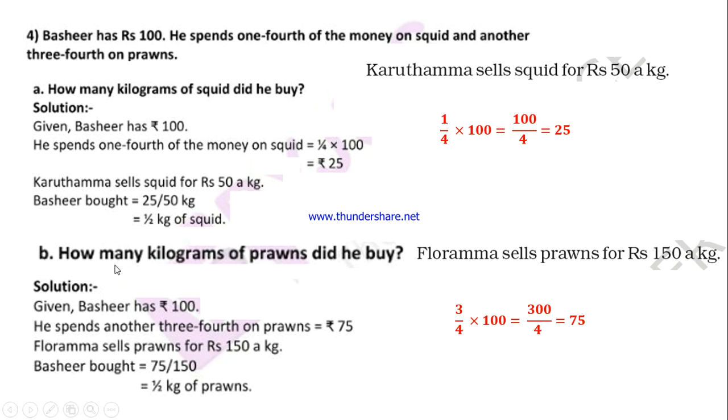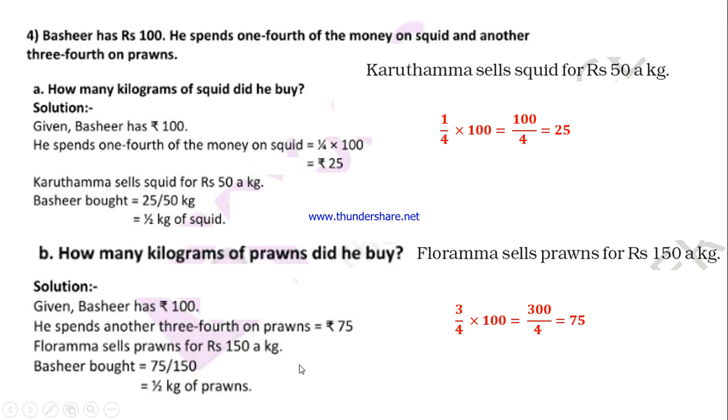To find by the division method, because we are going to find the number of kilograms, the amount which we are spending is divided by the cost per kilogram, that is 75 divided by 150. If you simplify this, you will have the answer 1/2. Both are divisible by 75: 1 time 75 and 2 times 75 is 150 rupees. Even if you simplify step by step, dividing by 5, you will have the answer half a kilogram of prawns.